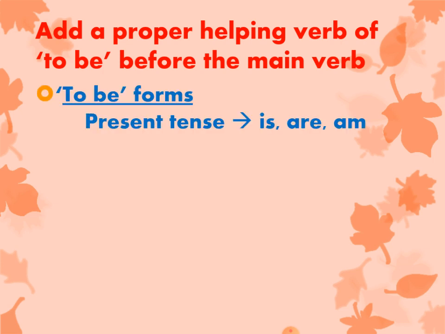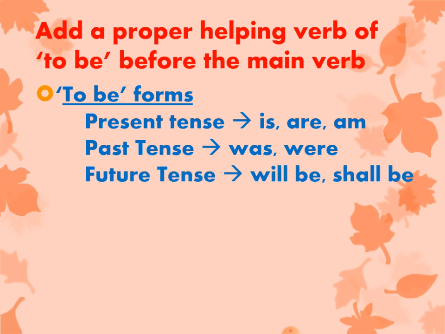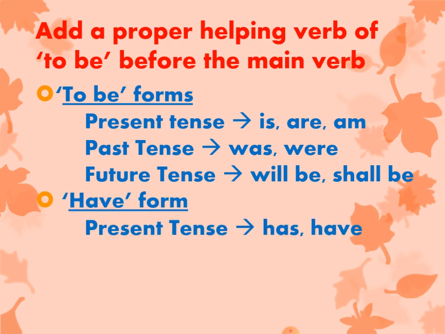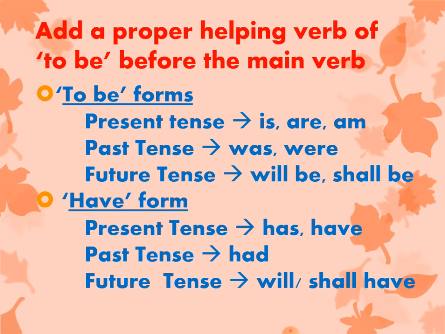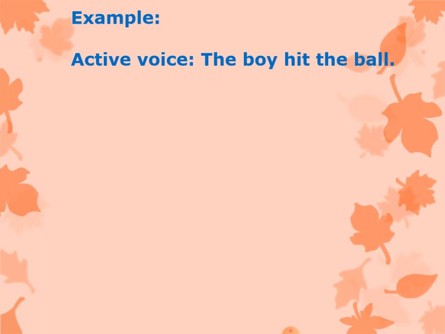Also remember the helping verb. If the sentence is in a present tense, you have to use is, are, am. If the sentence is in a past tense, you have to use was, were. If the sentence is in a future tense, you have to use will be, shall be. In the perfect tense, if the sentence is in a present perfect tense, you have to use has, have. If the sentence is in a past perfect tense, you have to use had. If the sentence is in a future perfect tense, you have to use will or shall have.